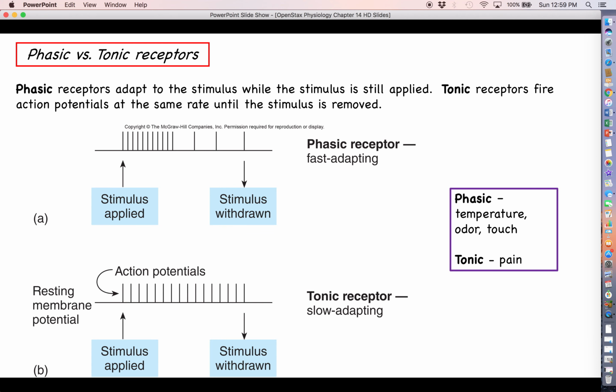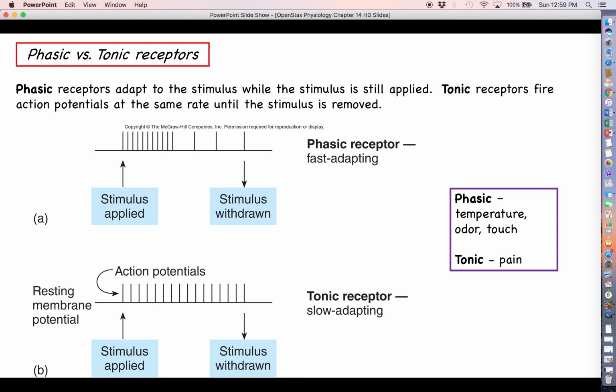Okay, so while we're still on the topic of sensory receptors, let's talk about two different types of receptors. We're not talking about types of sensory neurons, we're talking about types of receptors regarding the stimuli that we respond to. So, phasic receptors and tonic receptors. A phasic receptor is going to be one that adapts to the stimulus while the stimulus is still applied. Well, that sounds like a whole bunch of scientific mumbo-jumbo. What's kind of the 411 there?